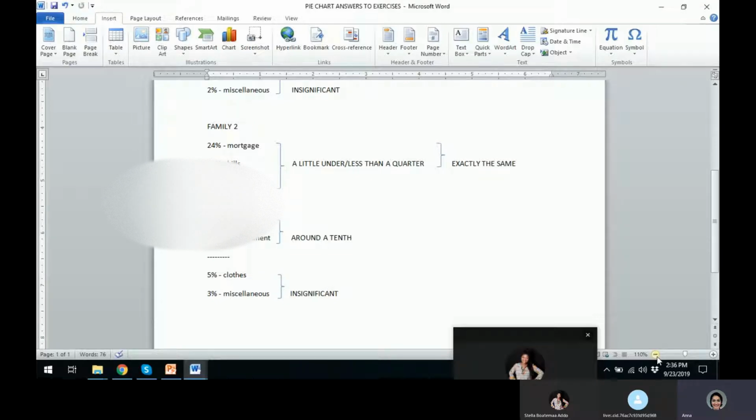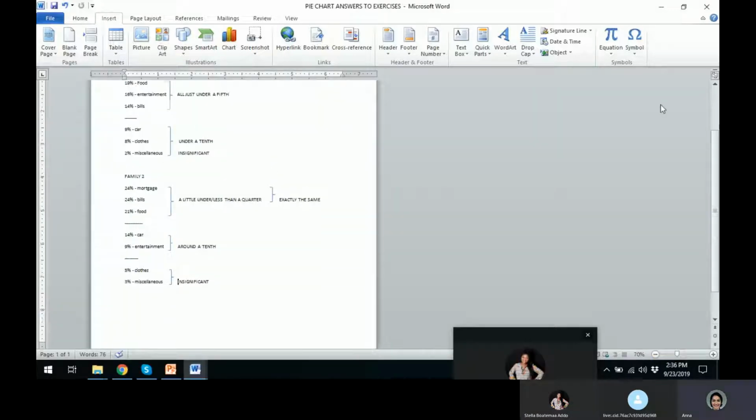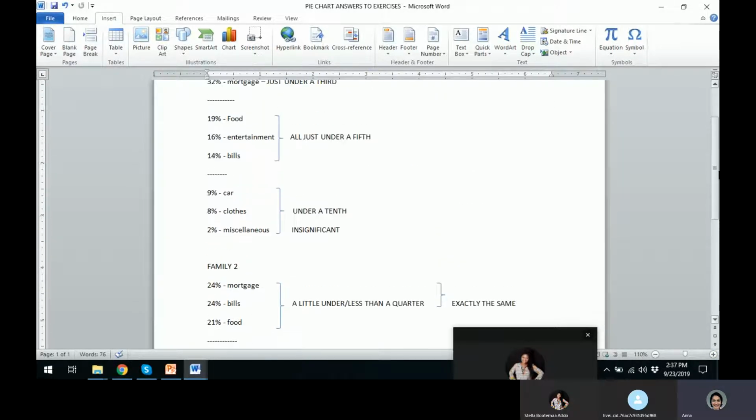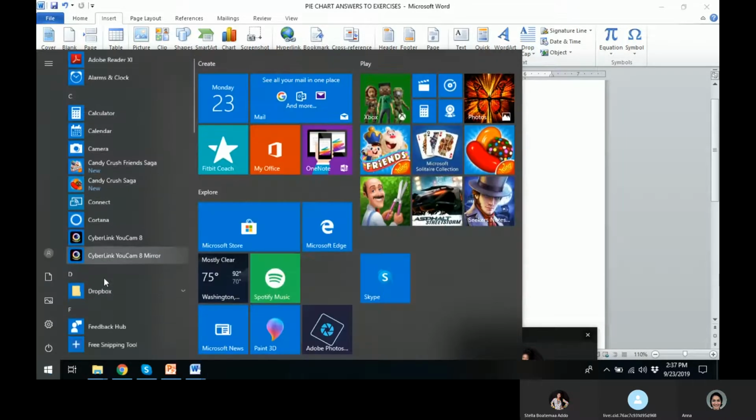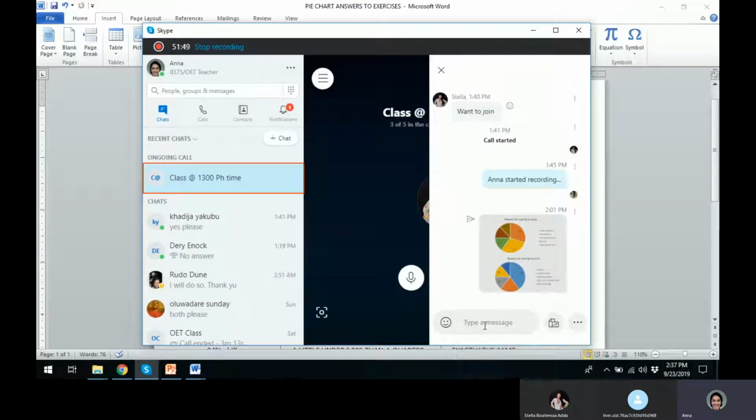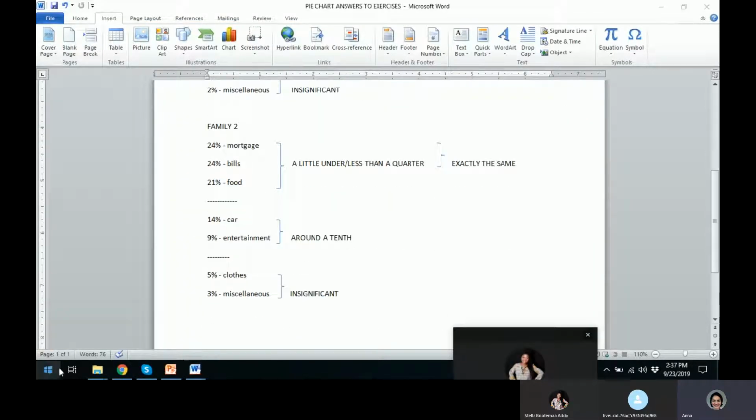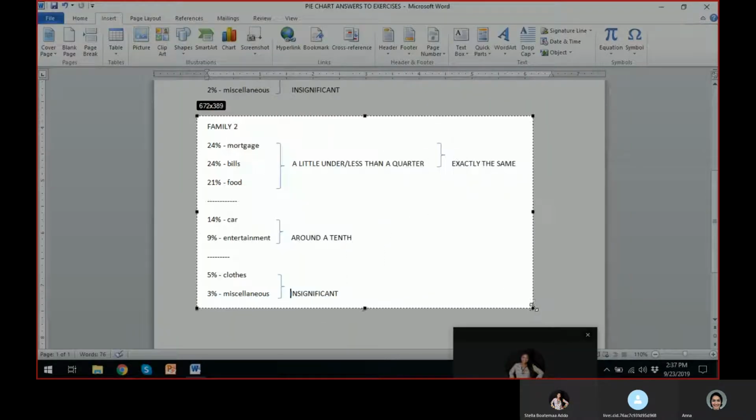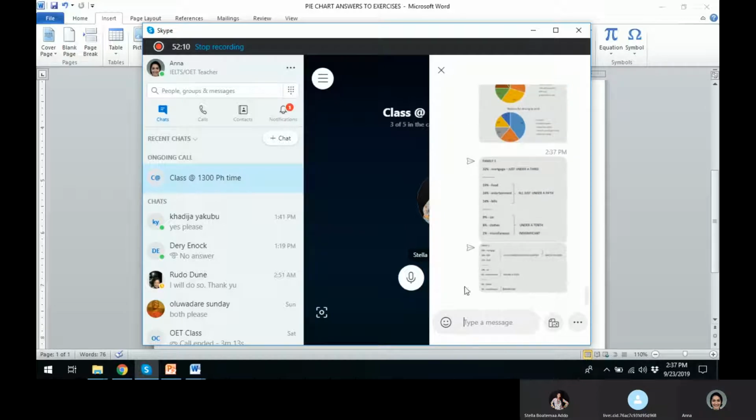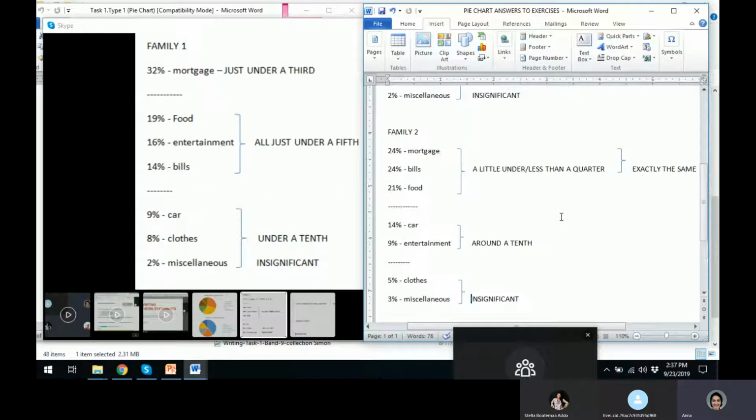Okay, so now we are ready to answer the exercise. Before we answer, let's identify the main trends. Hold on. Let me copy that and send it to the chat box, for family one, and then for family two. Let's take a look at family one and compare that with family two.